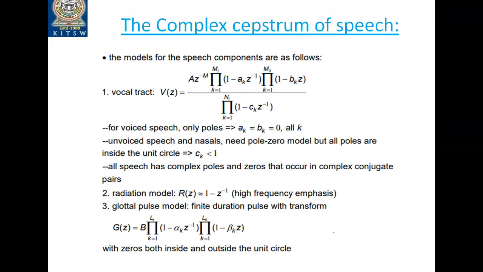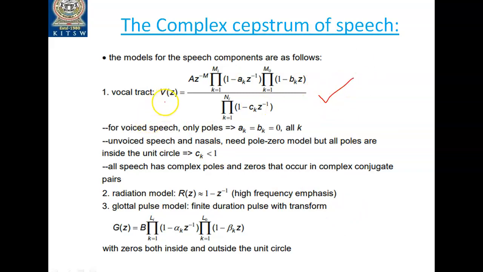Now, we also saw the complex cepstrum of the speech. Before we understand how the complex cepstrum of the speech can be modeled, first we need to understand the transfer function of the vocal tract. That is very important for us to understand. This is how we need to represent it in the all pole-zero model.